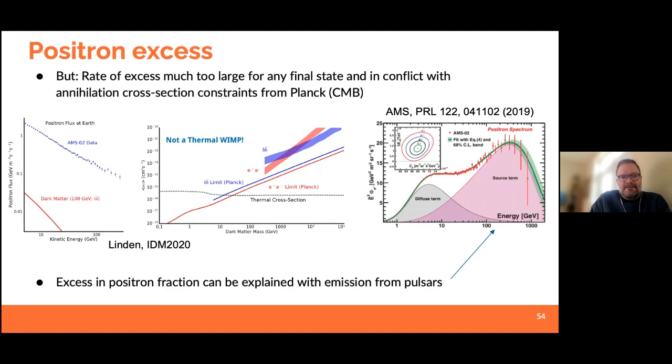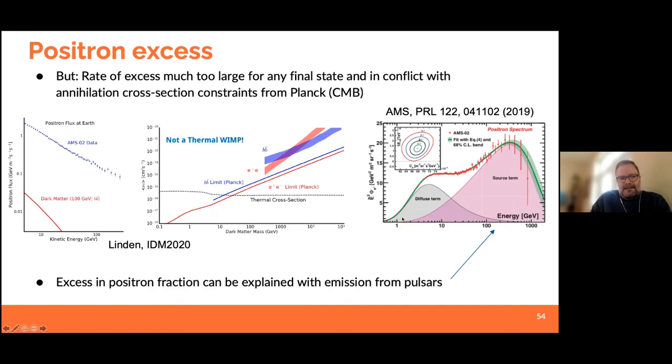Now, with more data and better understanding, I think the excitement is certainly much reduced now, because one of the problems was that the amount of the excess was just so much larger than what one expects from dark matter annihilation, by about 2 orders of magnitude. And also such large rates were basically excluded by constraints on the annihilation cross-section from Planck, which set these limits that one can see here in the figure in the middle.